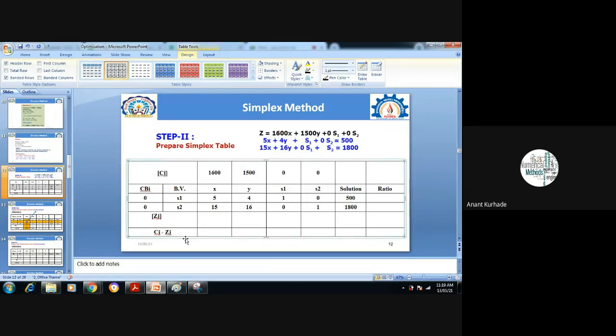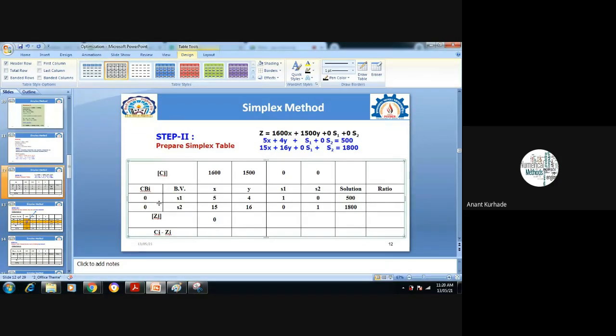Now let's move further. How are we finding Zj? Remember how we find Zj. It is the addition of the products: 0 into 5 plus 0 into 15. It is 0.